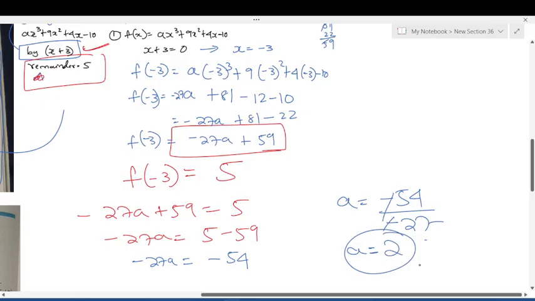A is equals to positive 2. Okay, minus and minus would get cancelled. Do it like this separately. If not, I think it is easy to do it directly.